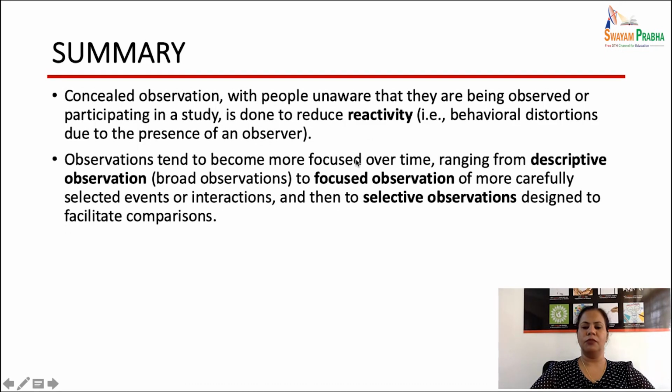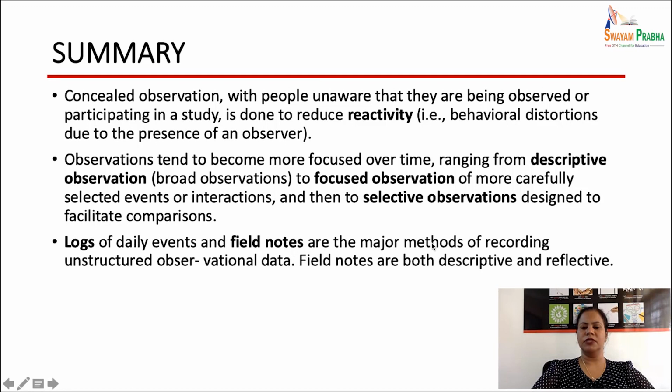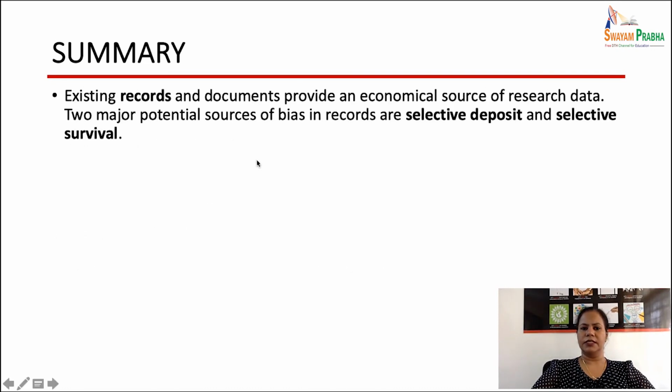Observation tends to become more focused over time, ranging from descriptive observation, broad observation, to focused observation of more carefully selected events or interactions, then to selective observation designed to facilitate comparisons. Logs of daily events and field notes are major methods of recording unstructured observational data, and field notes are both descriptive and reflective. Then existing records and documents provide an economical source, because they are readily available, and two major potential sources of bias which we have talked about are selective deposit and selective survival, where we may not get all the records available for studying a particular phenomenon.